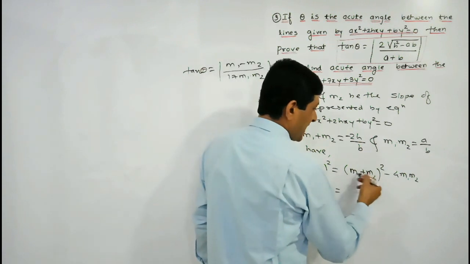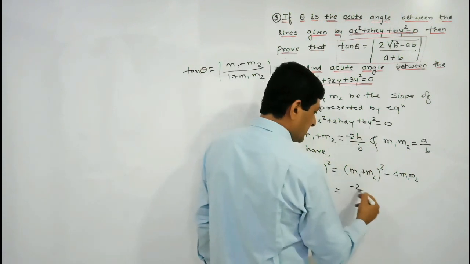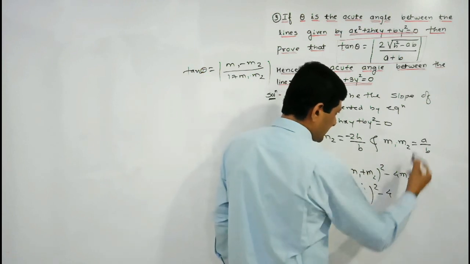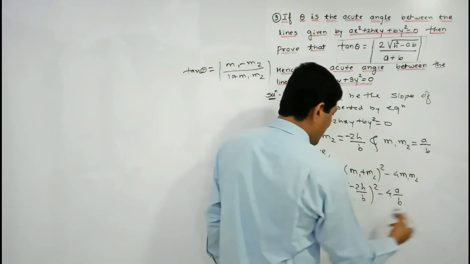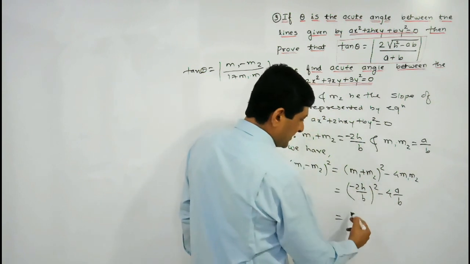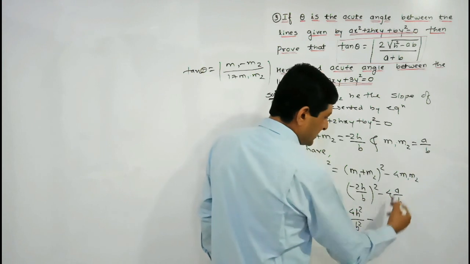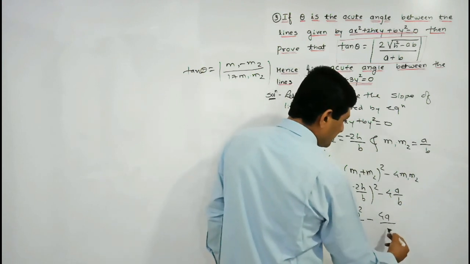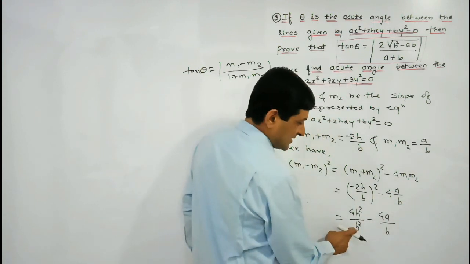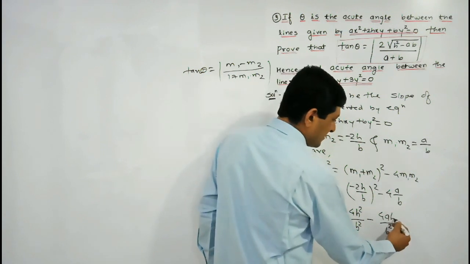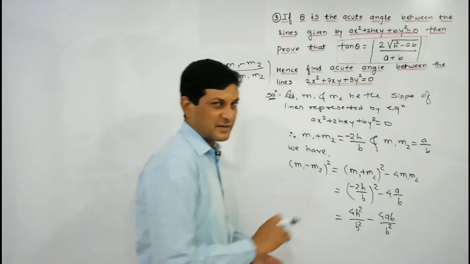Now substitute the value of m1 plus m2, which is nothing but minus 2h upon b, whole bracket square, keep it as it is, minus 4 m1 into m2 is nothing but what? a upon b. चलो यहाँ पे स्क्वायर क्या मिलेगा हमें? 4h square upon what? b square, minus here 4a upon b, keep it as it is. Since b square is there in the denominator, to get b square here I am multiplying the denominator by b, and that's why I am multiplying the numerator also by b.